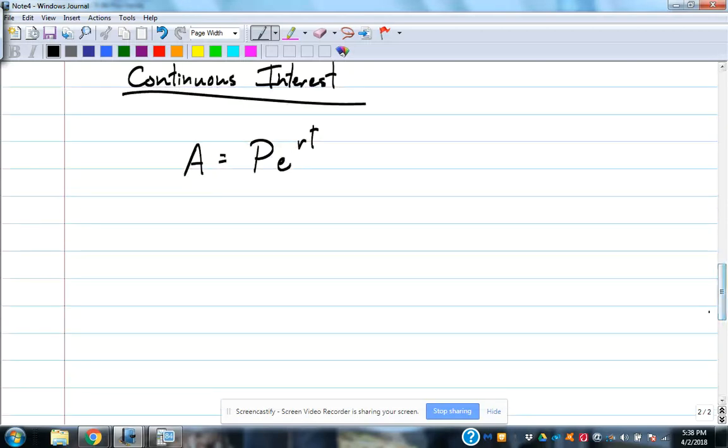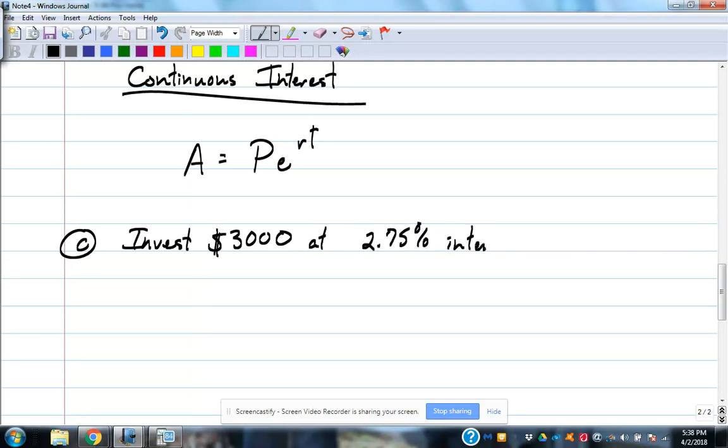All right. So let's look at one of those problems. We invest $3,000 this time at 2.75% interest, compounded continuously, for 6 years.